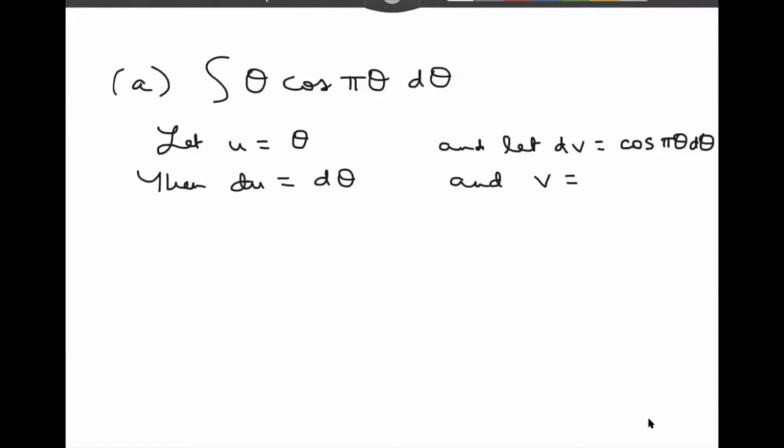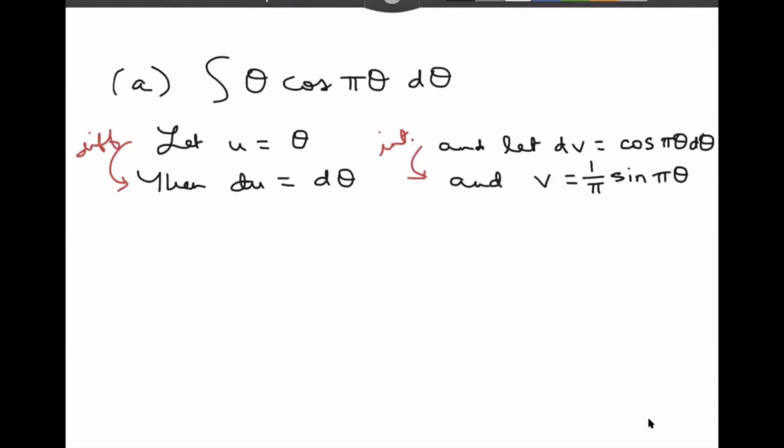And then v is the integral of cosine pi theta d theta. Now remember in the last section, I mentioned what I call baby u substitution. This would be another good example of baby u substitution. The integral of cosine pi theta is sine pi theta, but then you have to put a 1 over pi out front, basically to make up for the chain rule. So what I want to emphasize to you is that what's happening over here is differentiation, and what's happening here is integration.